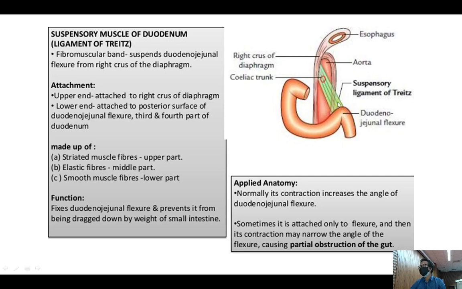Now you can see this green structure. This is known as the suspensory ligament of Treitz. Now what it does is that it's a ligament, so it holds the duodenojejunal area, that flexure area of the duodenum, fixed in place. Where does it fix? Above it is fixed to the right crus of the diaphragm. If you remember, when we studied the diaphragm, we had the right and left crus of the diaphragm. It is attached to the right crus of the diaphragm, and the other end is attached to the duodenojejunal flexure.